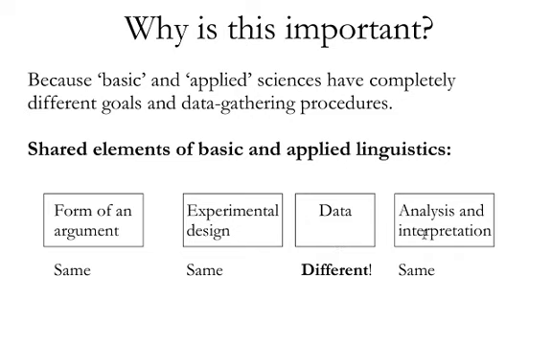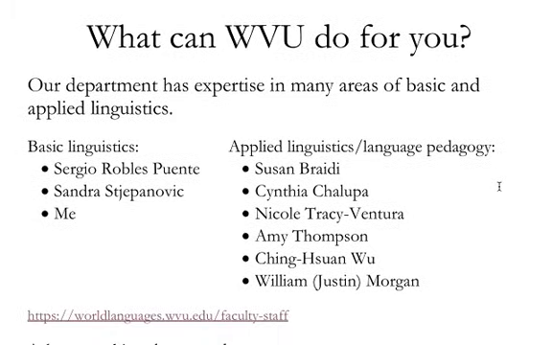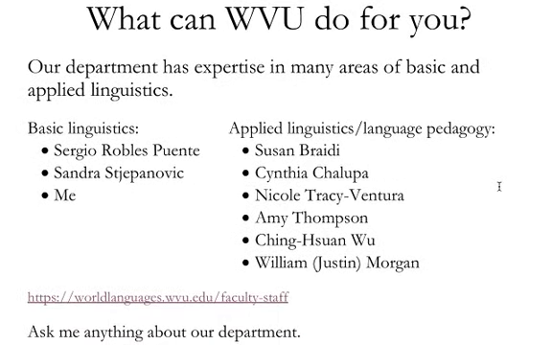But that said, once you've got your data, the ways in which you analyze and interpret that data, according to sound theoretical principles, those are going to be the same in basic or applied sciences. Right? So there's a lot that we have in common across basic and applied linguistics, but it's also worth keeping in mind these differences because not everybody can be an expert in both the basic and the applied side of a field. Usually people specialize in one or the other.